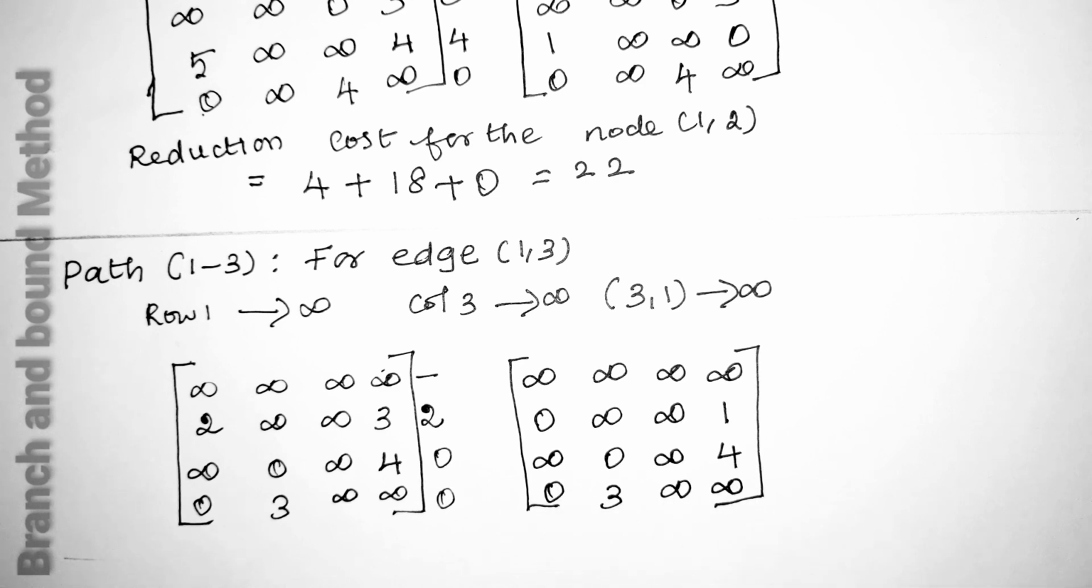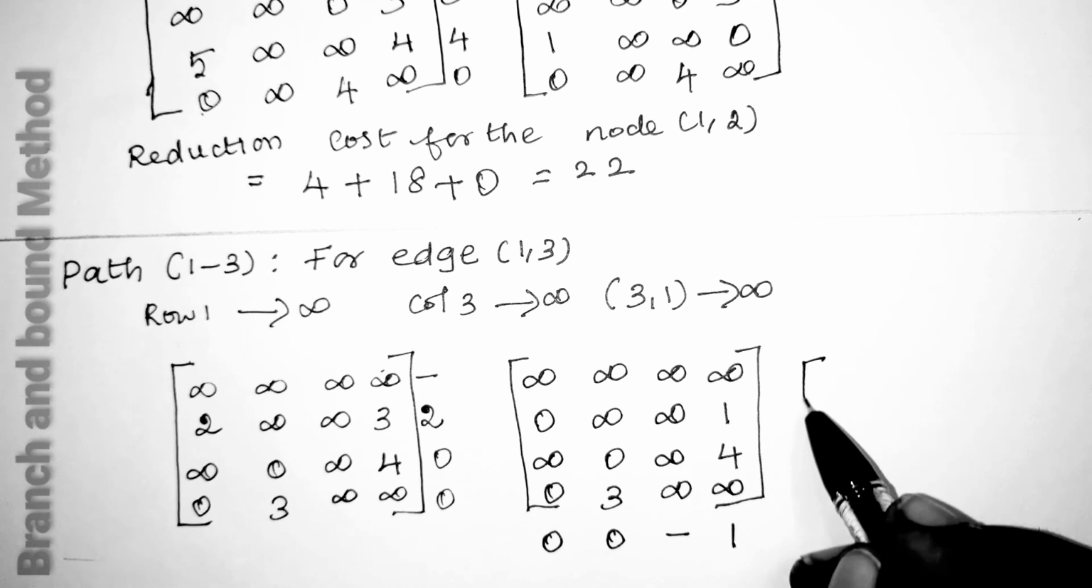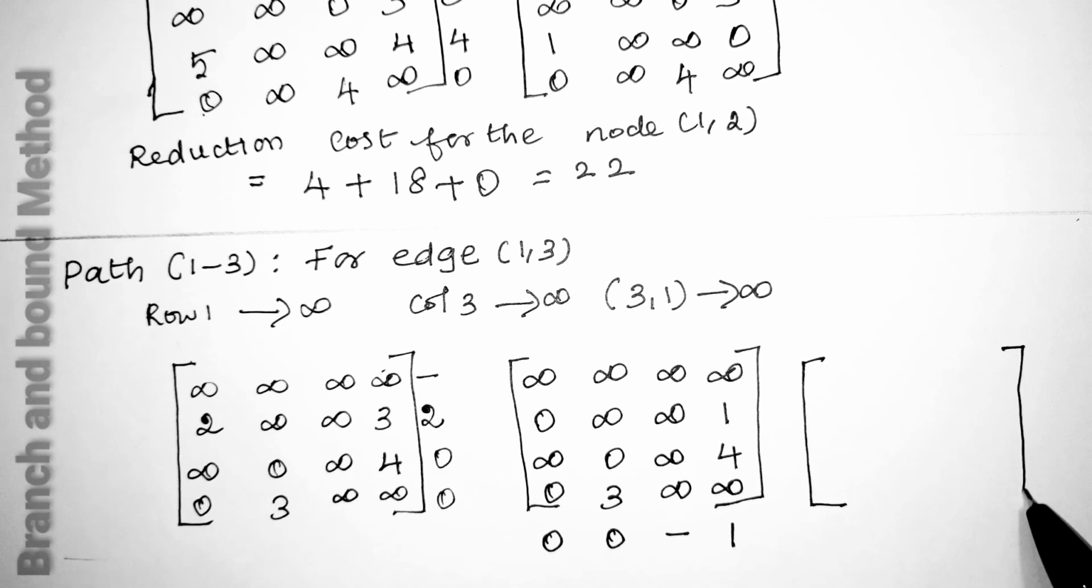After that you have to check the columns. First column, 0 is the least number, second column, 0 is the least number, third column is infinity, and the fourth column, 1 is the least number. So you have to perform column reduction.